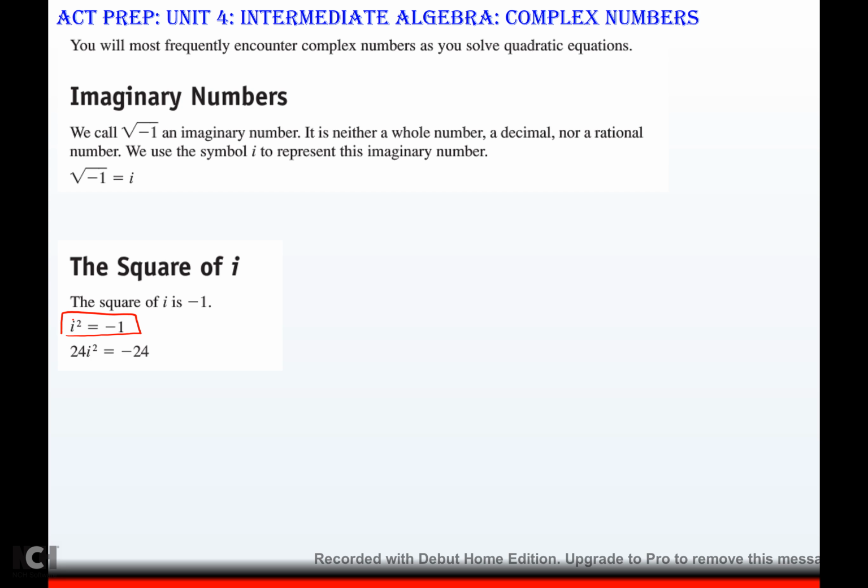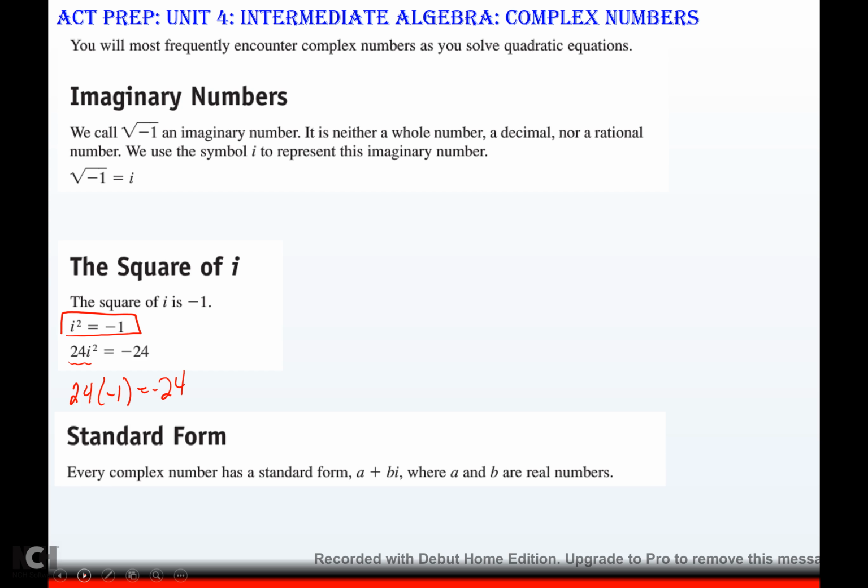It's kind of like Pinocchio. Pinocchio wanted to be a real boy. Well, i doesn't like being imaginary. Nobody likes being imaginary. Okay, so anytime i gets squared, it turns into a real -1. So for example, if I have 24i squared, that's really 24 times -1, which equals -24.